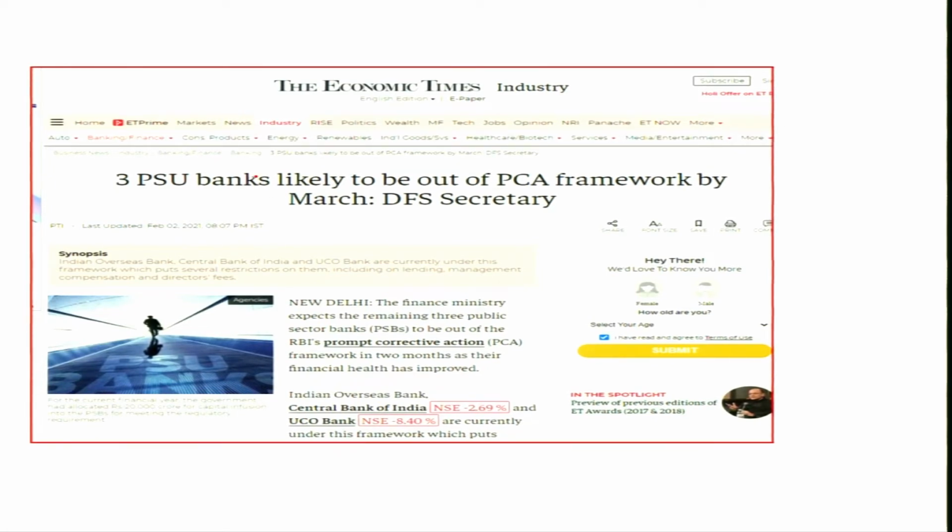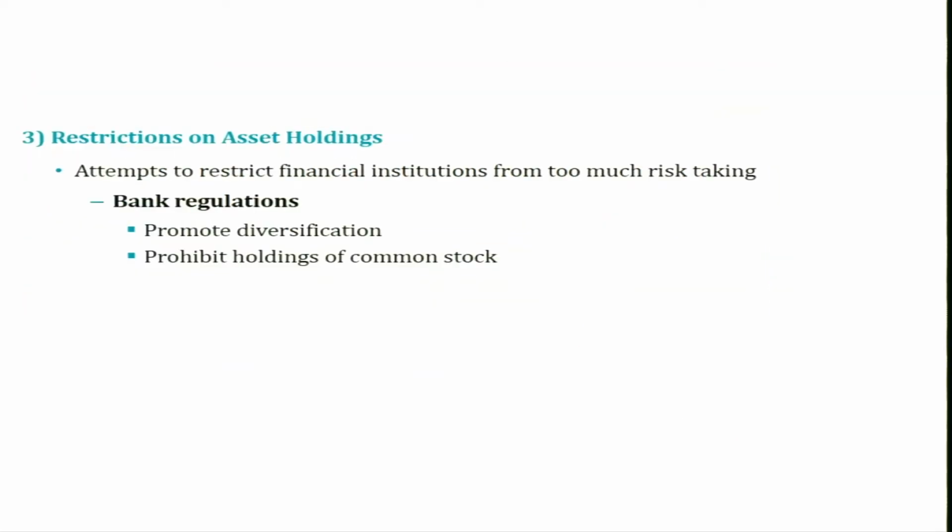I am also giving some screenshots so you can see that you can read PCA framework related news in the financial dailies. For example, this one says that 3 public sector banks are likely to be out of the PCA framework by March. That means once they meet the regulatory requirements, the 3 parameters that we mentioned here, capital adequacy, asset quality and profitability, once they start performing well on these, they will be out of this monitoring or PCA framework.